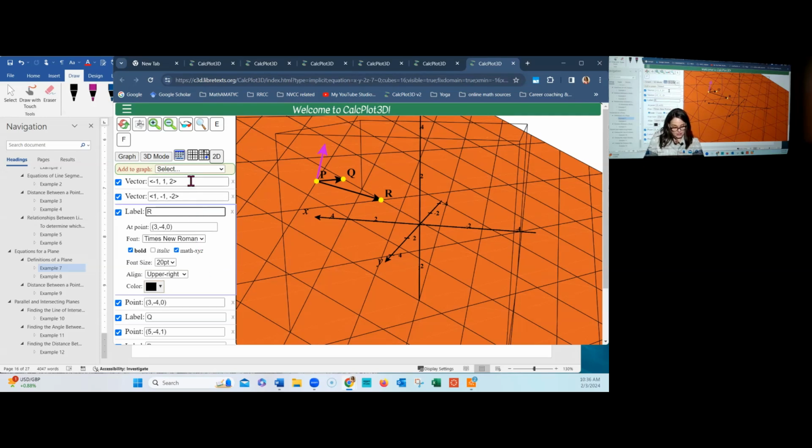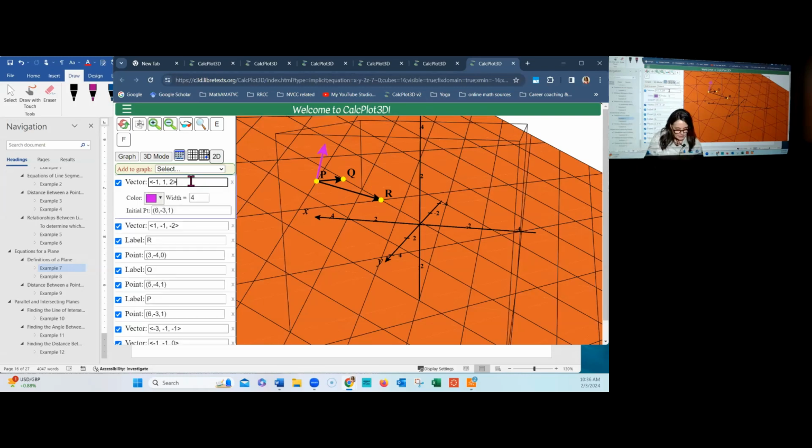And then I did the vectors that we computed. I think we did PQ and PR. So we have the vectors PQ and PR. But remember that PQ and PR are going to give you the vector in standard position starting at the origin. So there is a way in CalcPlot 3D that you can take that position vector and tell it to start at point P, right? So it'll go from P over to either Q or R.